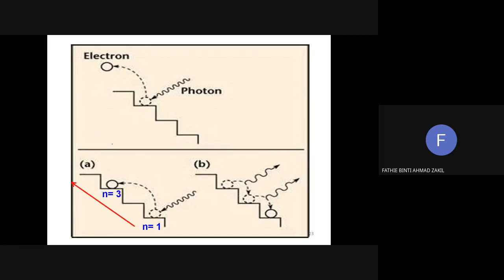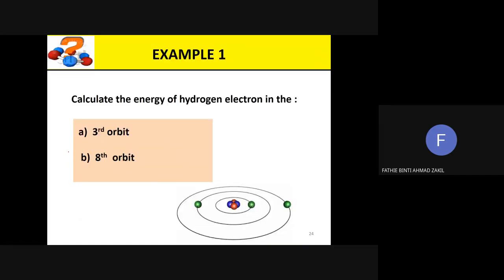Okay, so yang ni elektron tadi. Macam mana dia transfer tadi, start daripada N1 dia naik sampai ke N3. Yang ni kita panggil dia as absorption. So bila dia turun daripada 3 ke 1, kita panggil dia as emission. Okay, next kita tengok example 1.